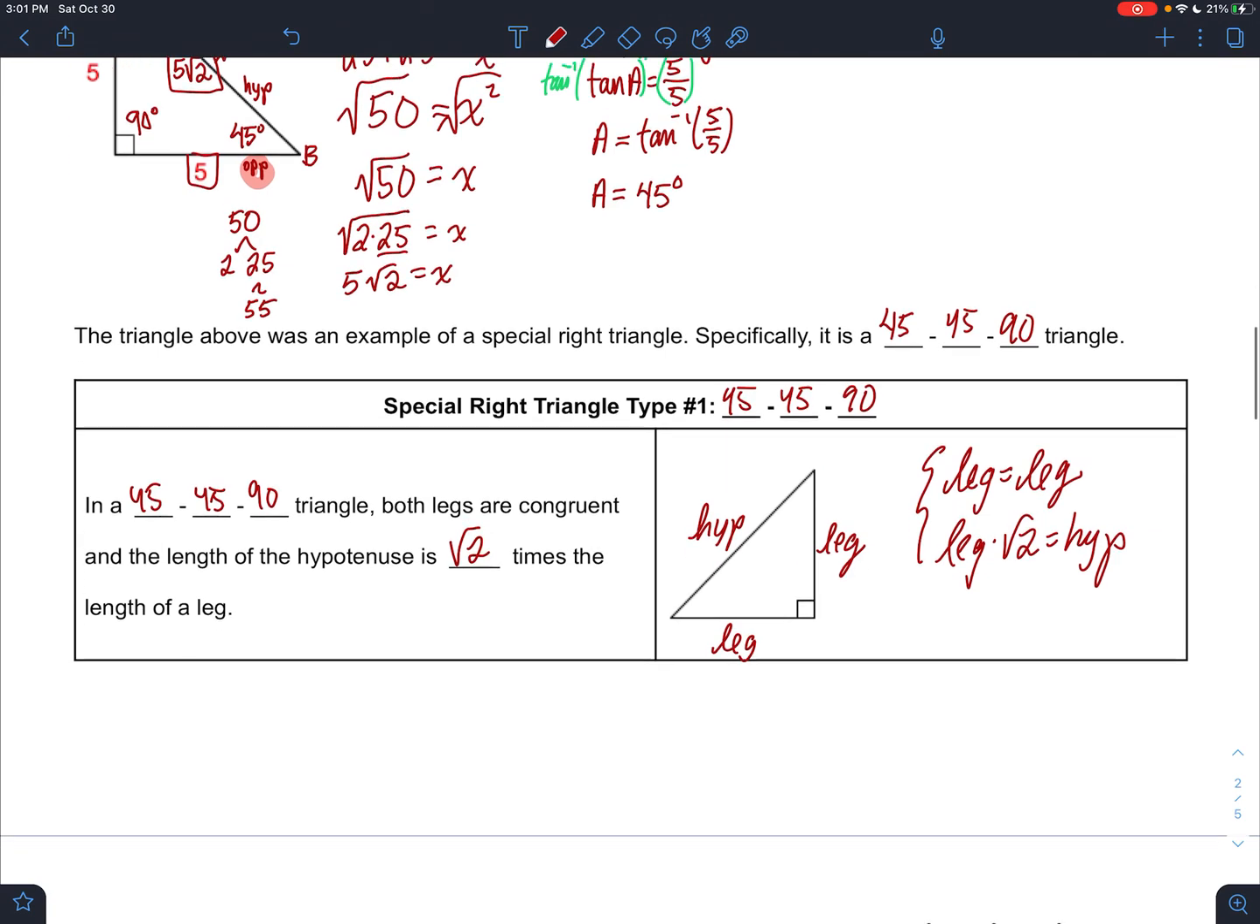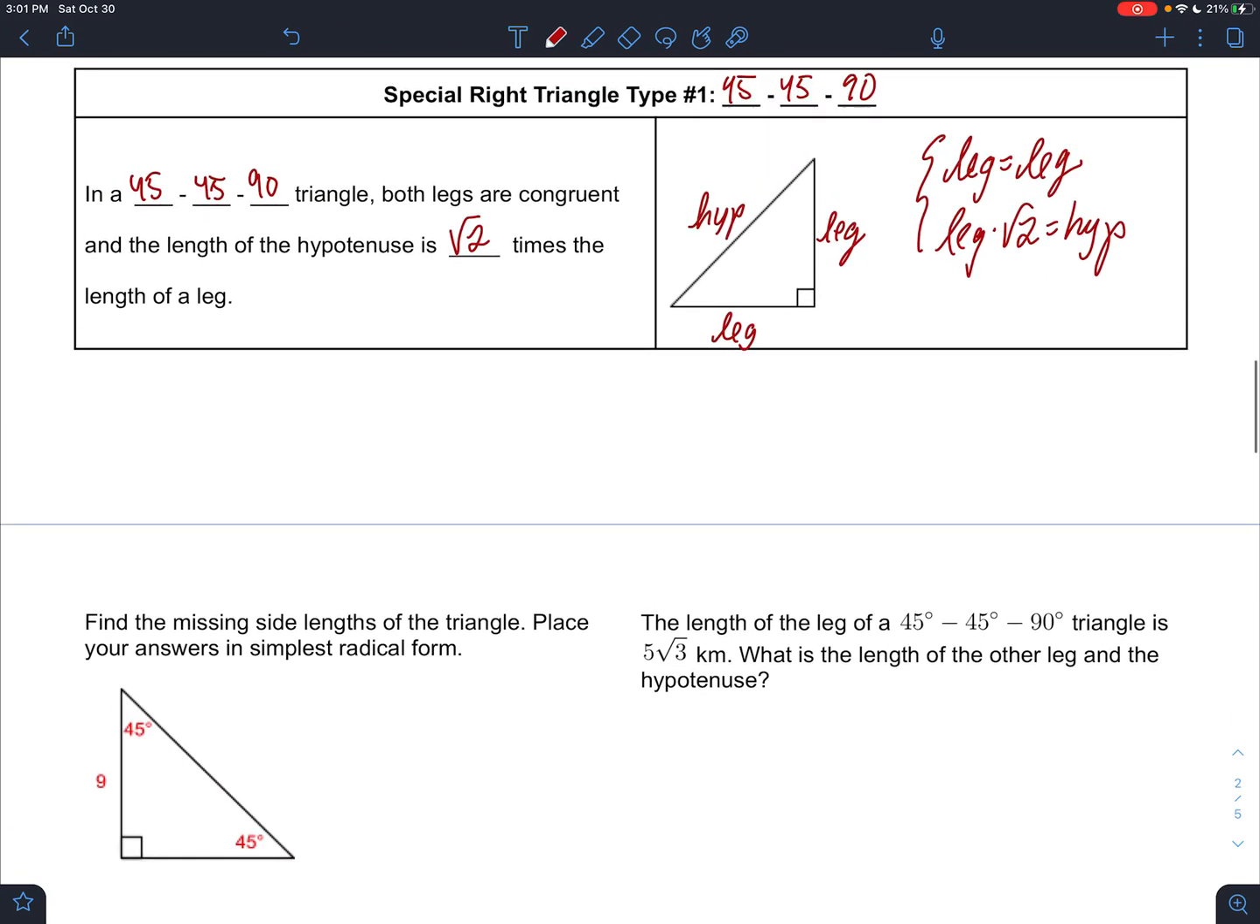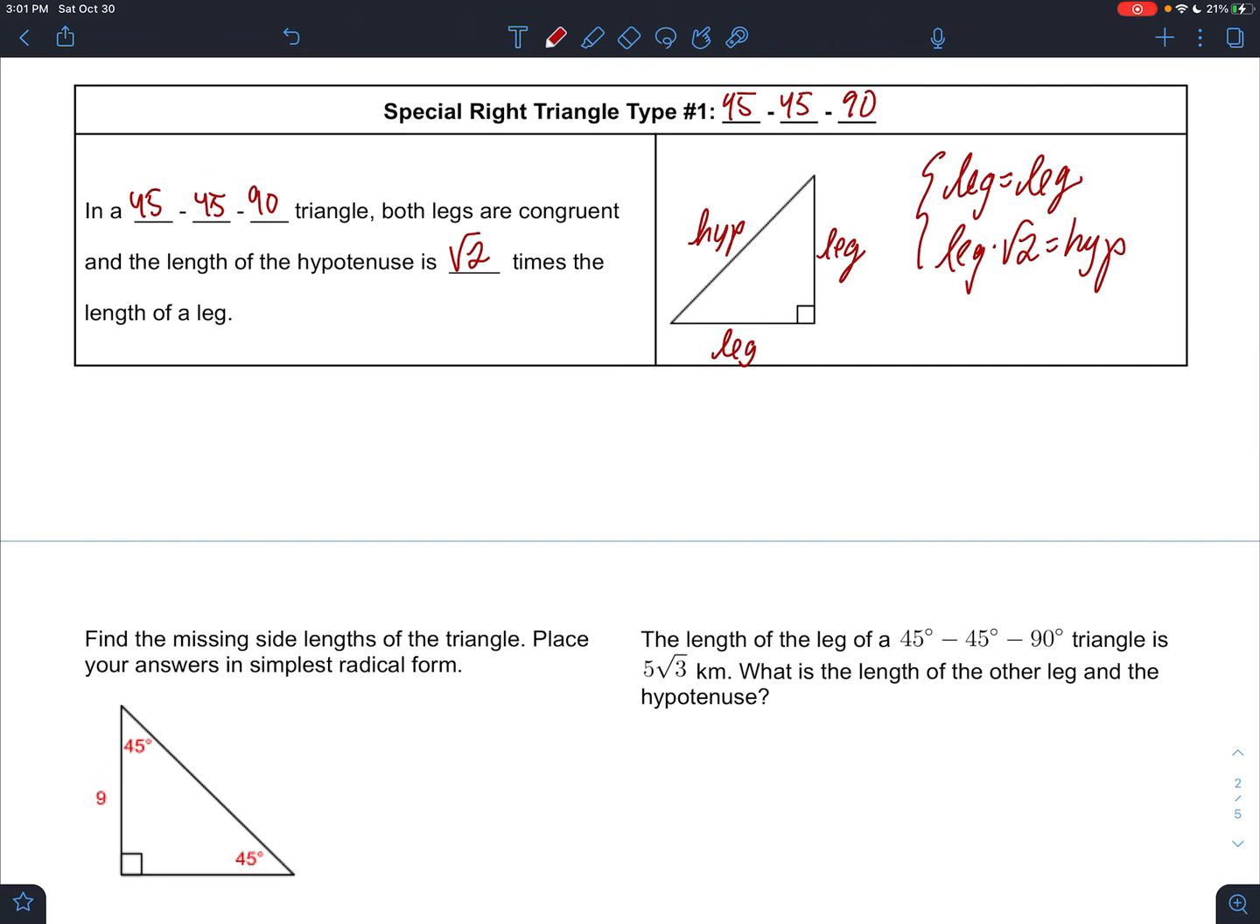All right? So solve for the missing side. Well, this one's real quick because the other side is 9. The other leg, I mean. And to get the hypotenuse, you multiply by square root of 2. We just said. So we're kind of done with that one.